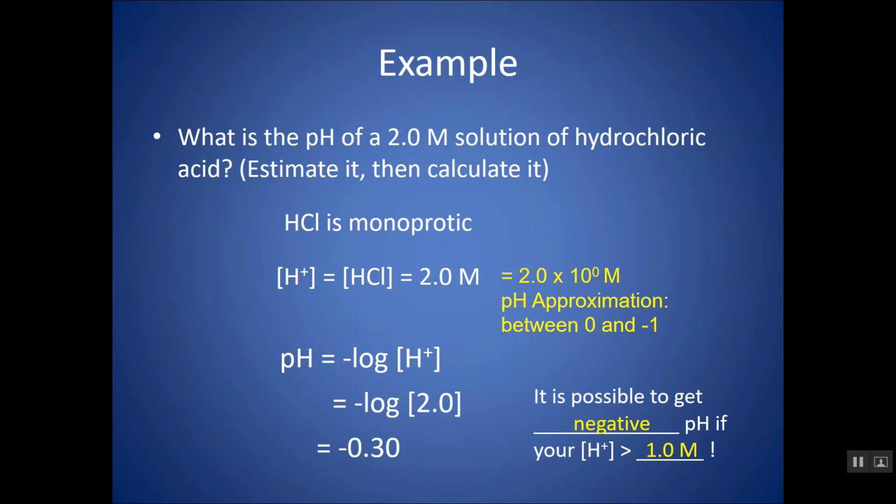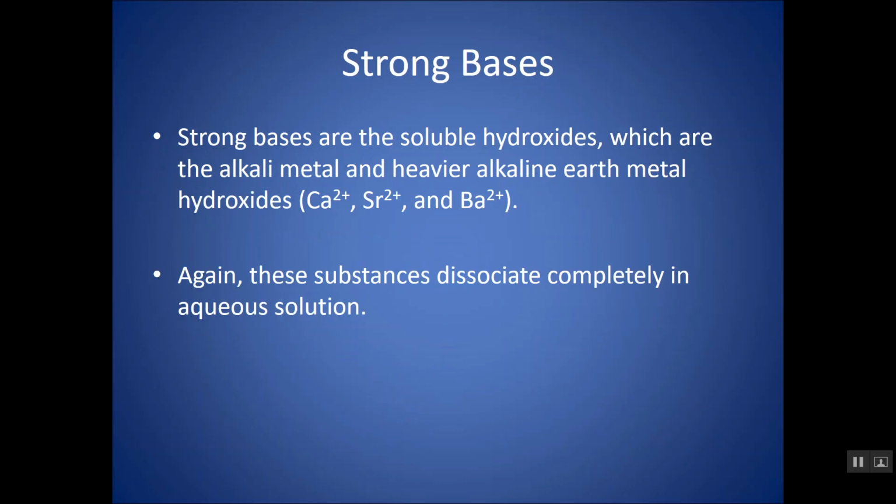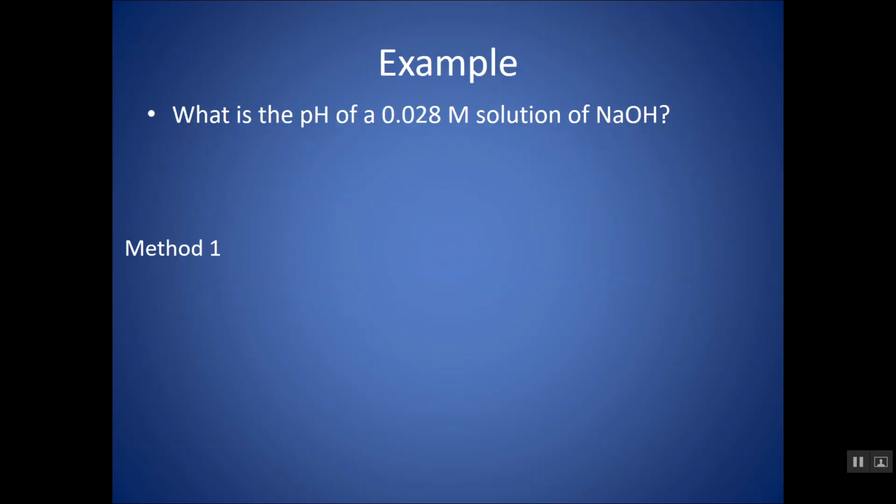Try it with your calculator, you will see. Okay, strong bases are going to follow essentially the same rules because they 100% ionize. Make sure you memorize your strong bases. Group 1 and group 2 metals, when joined with OH, are your strong bases.